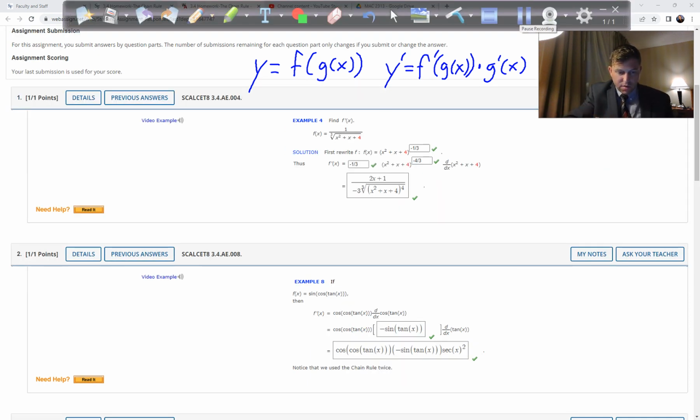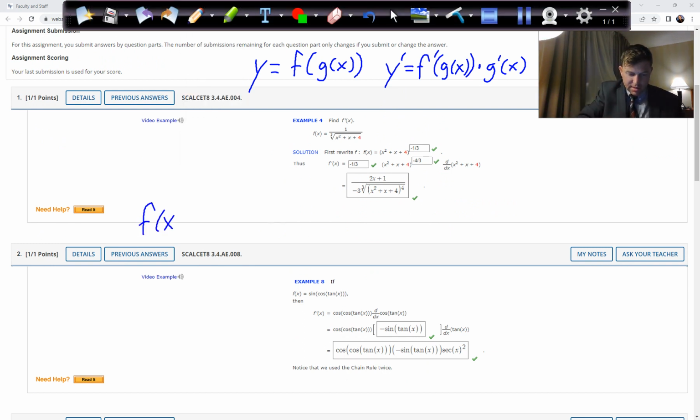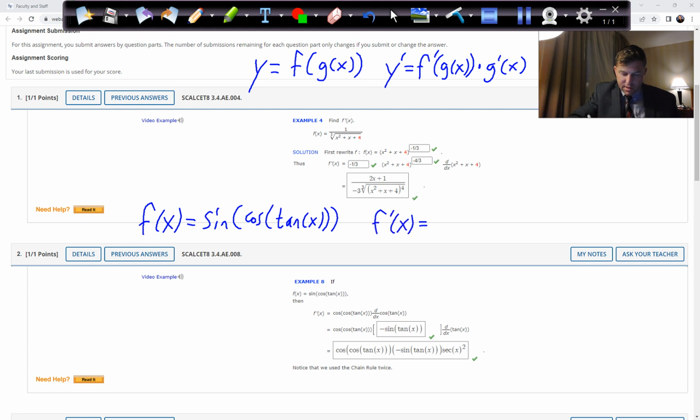Okay, problem 2 is another one where they kind of guide you along. So they say, okay, we've got f of x equals sine of cosine of tangent of x. And then we have to close off all these parentheses. So f prime, it's going to be the derivative of the entire outside, leaving everything inside the same. So the derivative of sine is cosine, and we're going to leave everything else inside of there the same.